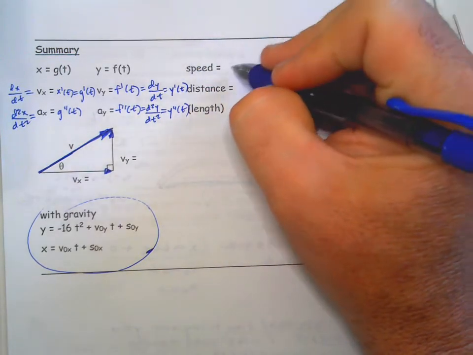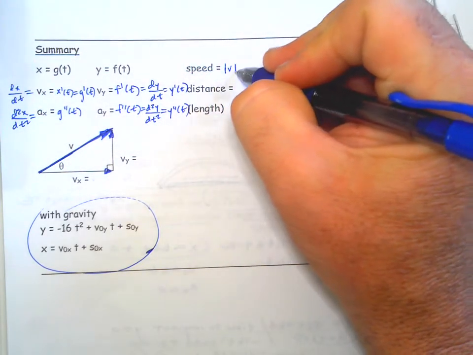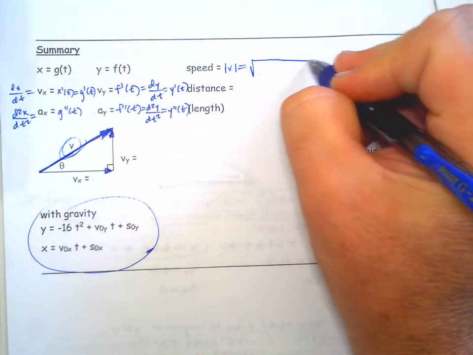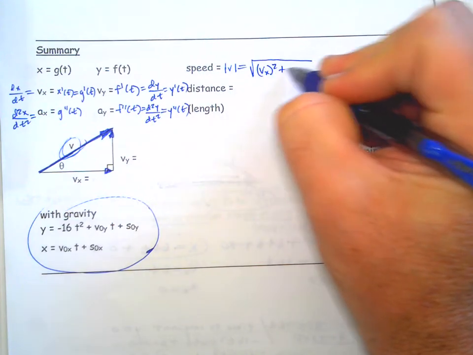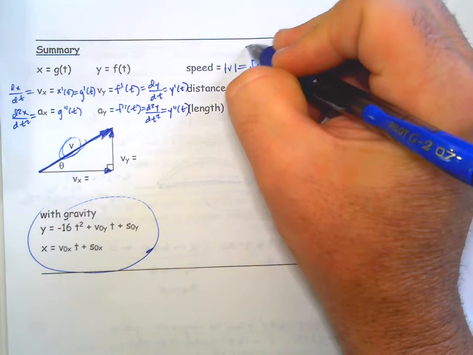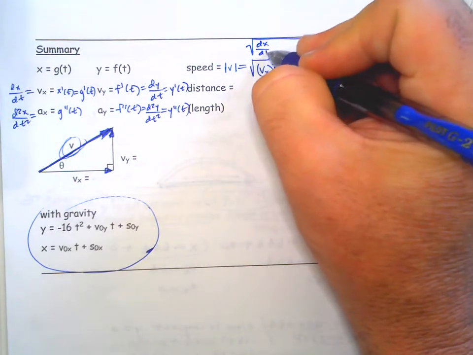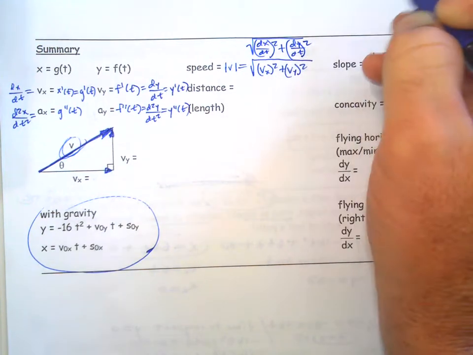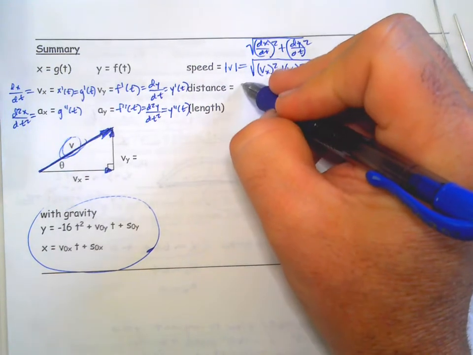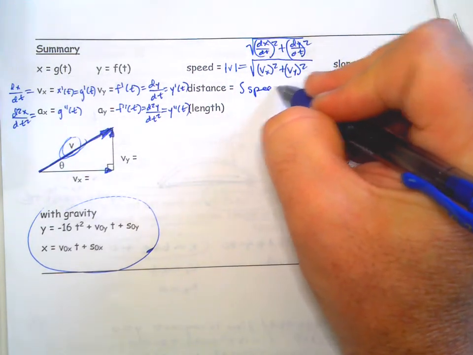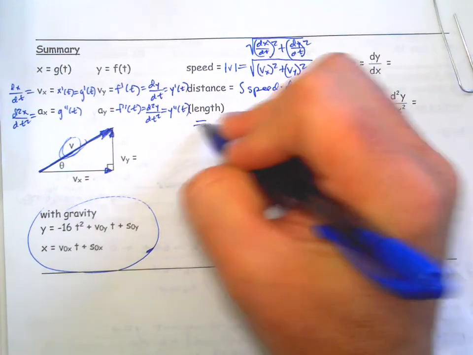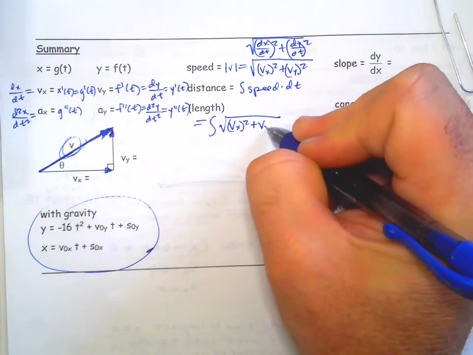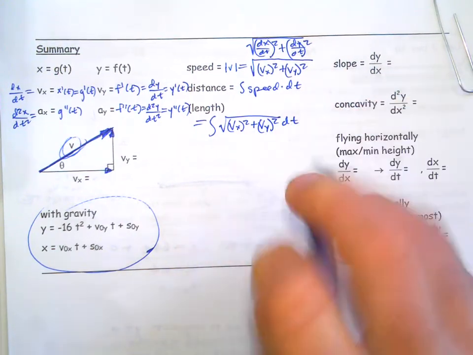Speed in general is the absolute value of velocity. That's the size of that. And the way we get that is by using Pythagorean theorem. Do Vx squared plus Vy squared. Or you could write it dx dt squared. I mean, there's different ways of writing velocity. And then distance has always been the integral of speed before, and it still is. So it's the integral of square root of Vx squared plus Vy squared. So if you know how to do speed, that should still work.